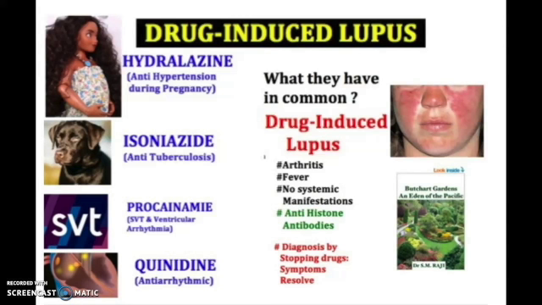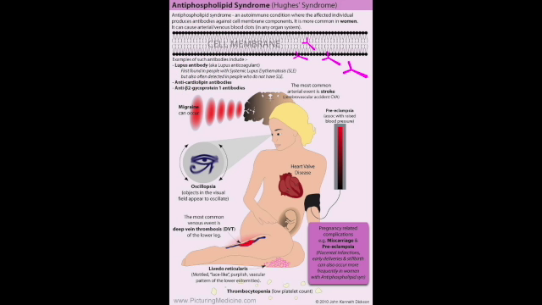And of course, the management is discontinuation of the offending agents and NSAIDs for arthralgias and serositis. Topical corticosteroids for cutaneous symptoms. Next, antiphospholipid syndrome. This is an idiopathic disorder characterized by venous or arterial thrombosis due to antibodies against negatively charged phospholipids. Can occur as a primary disease or in the setting of other diseases, especially SLE.